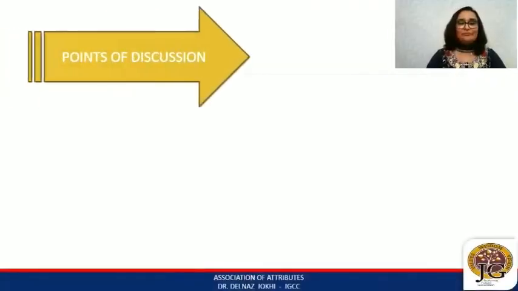So now we have come to the end of this chapter, this particular lecture. What was the name of the chapter? Association of attributes. This was the first lecture for this chapter, association of attributes. What all did we learn in today's first lecture? Let's take a very quick recap.